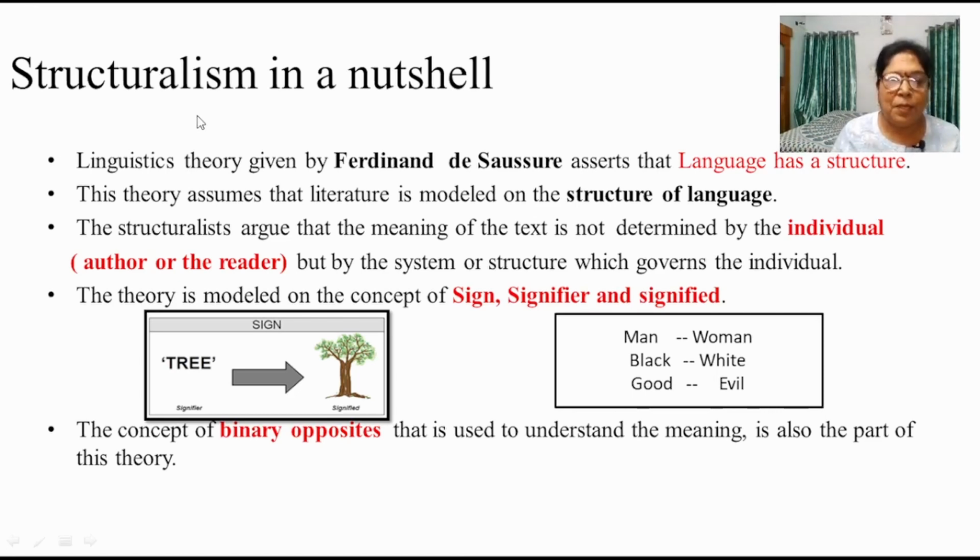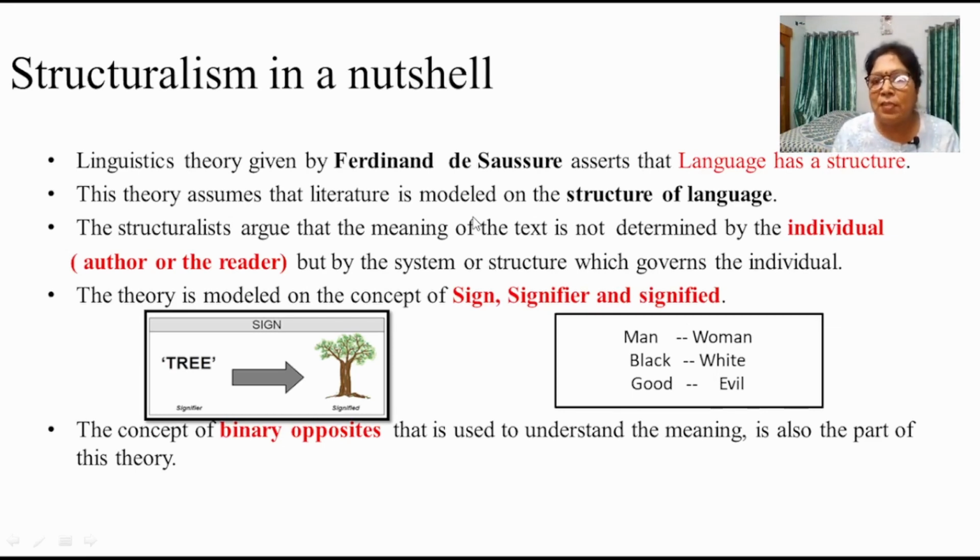Now, perhaps you may understand structuralism, but still to continue the idea, I am giving you a brief of structuralism. It was a theory developed by Ferdinand de Saussure in the field of linguistics, according to which language also has a structure. This theory assumes literature is modeled on the structure of language. According to structuralists, literature was interpreted in terms of language, because they considered that merely the text of the thing is significant.